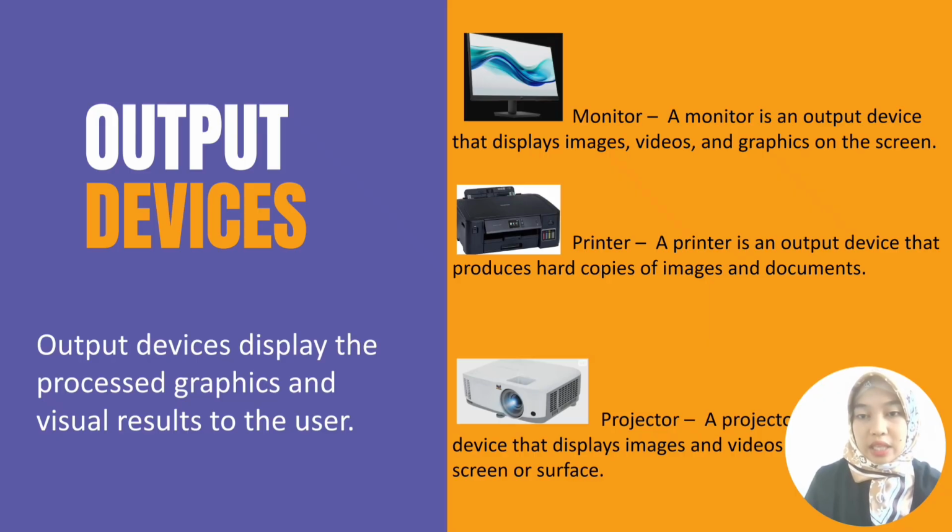So the printer produces hard copies of images and documents. The printer produces a physical hard copy version of an image, document, or design, useful for creating tangible materials like posters, brochures, or blueprints.